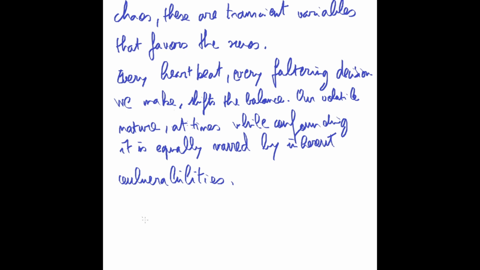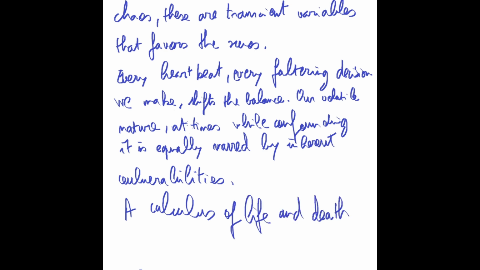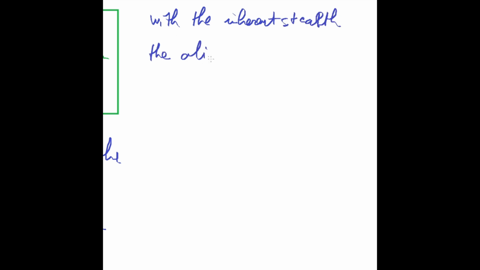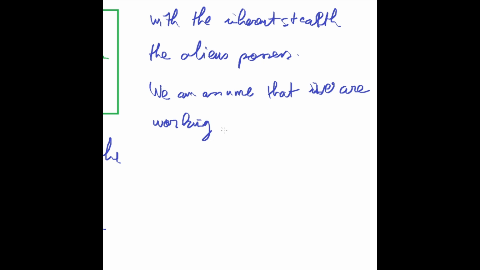If you want to formalize the interaction as a system of partial differential equations, a calculus of life and death, that blends predator-prey dynamics with the inherent stealth the aliens possess, we can assume that we are working in a space omega.